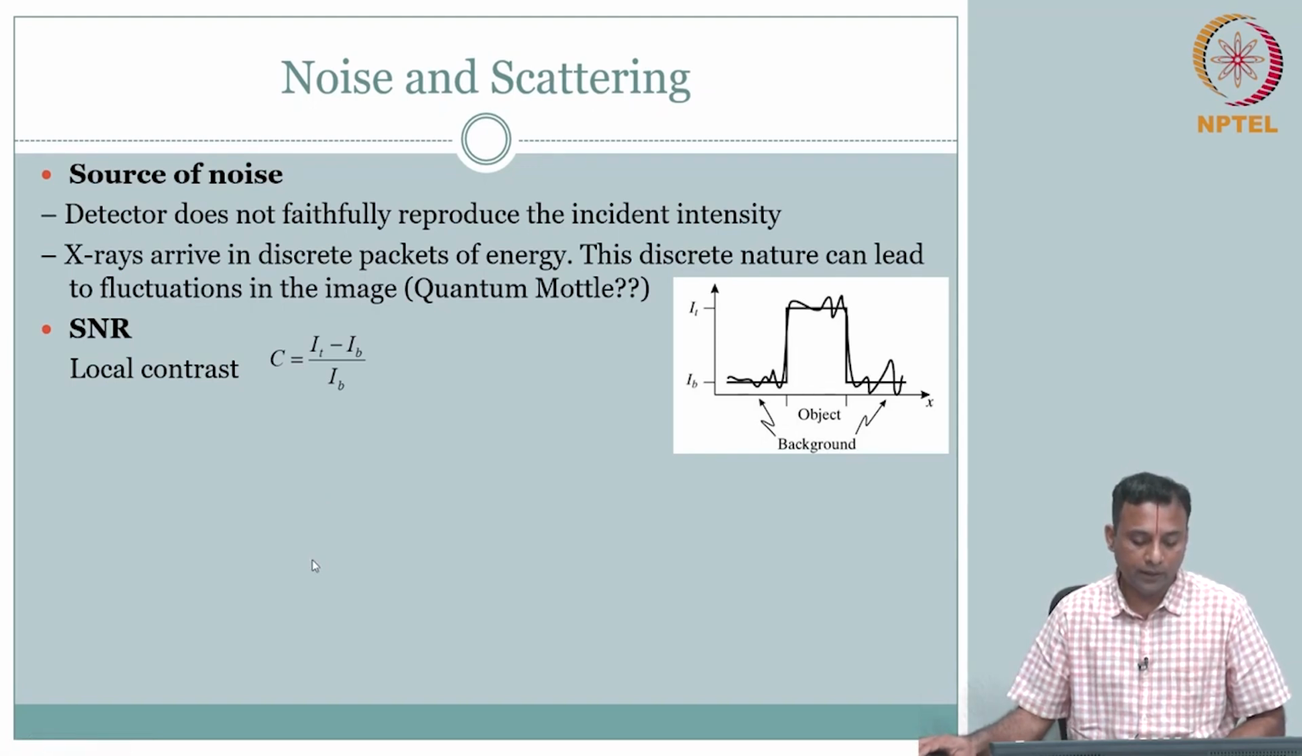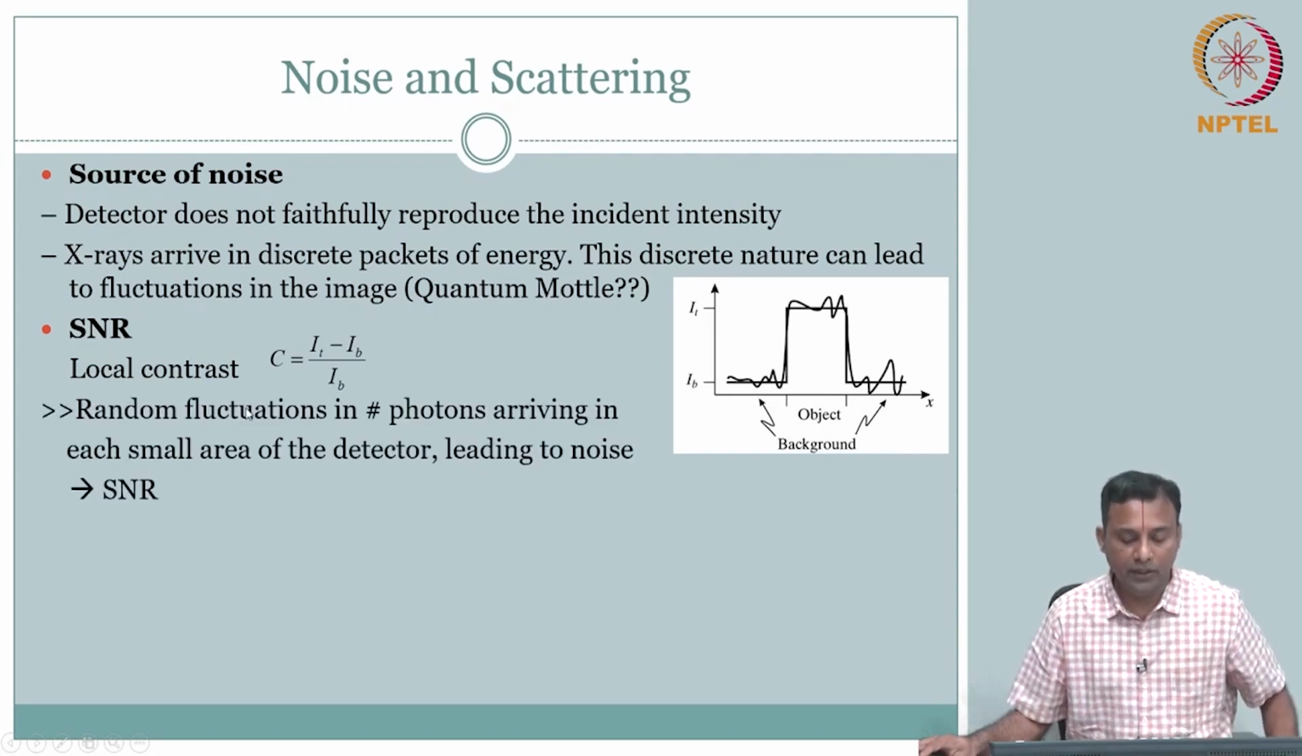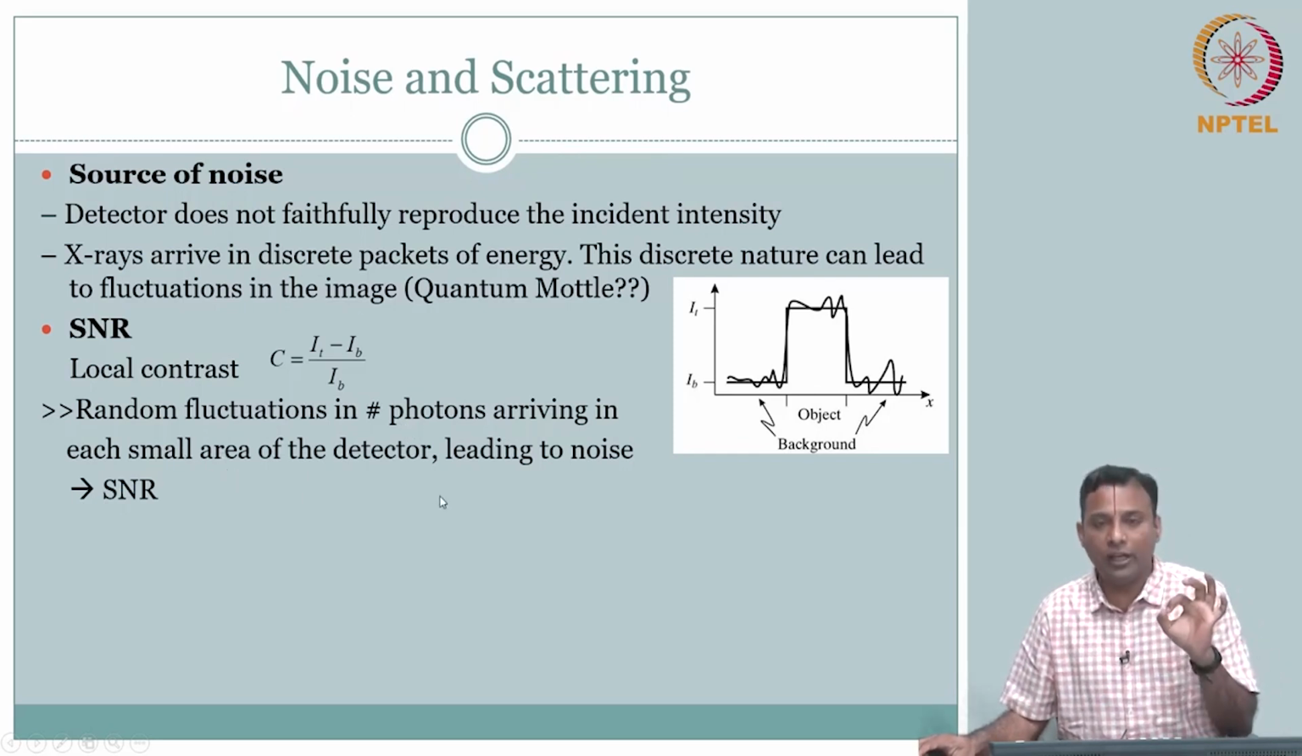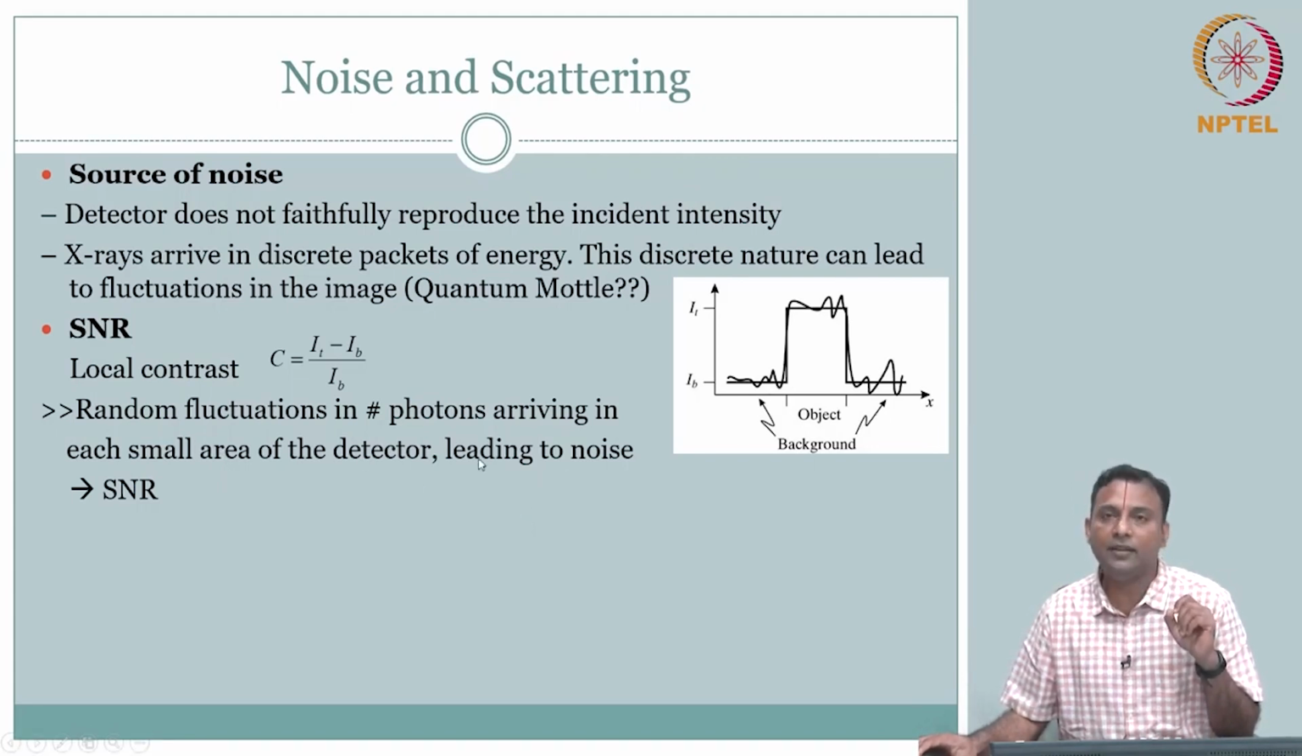Now the question is, fine, what is my noise? Noise is just a fluctuation in the background, or the standard deviation, square root of variance. So random fluctuations in the number of photons arriving in each small area of the detector lead to noise. Do you have a model for that? Yes, we do.